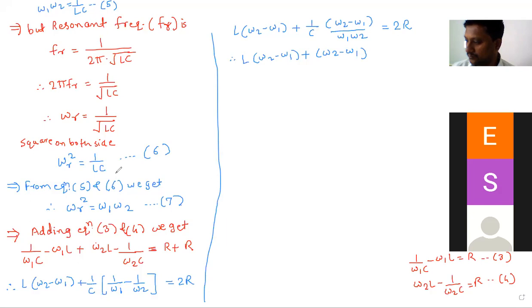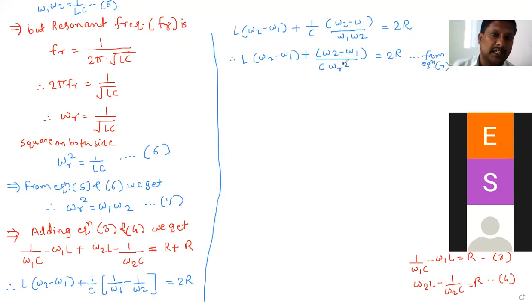Omega R square. Yes. So 1 upon C, I will take C as it is here, and this omega 1 into omega 2 is replaced by omega R square. This is equal to 2R. This we got from equation 7. Omega 1 into omega 2 we have replaced by omega R square. That is from equation number 7.